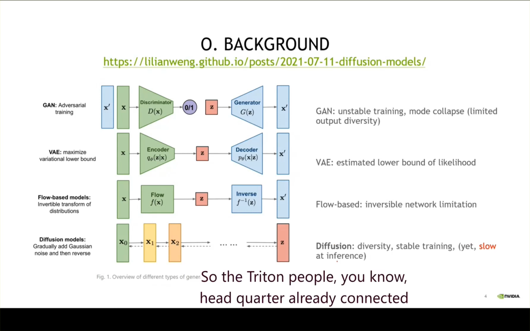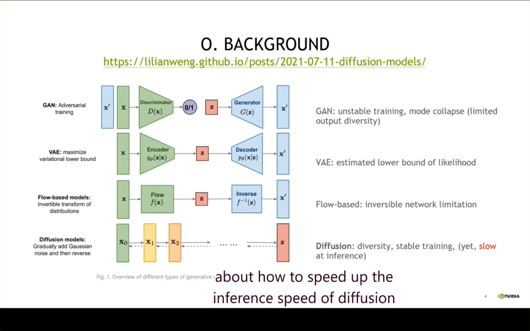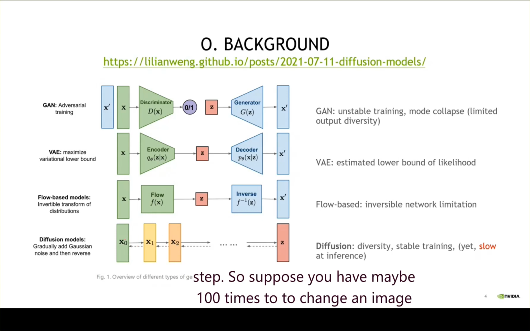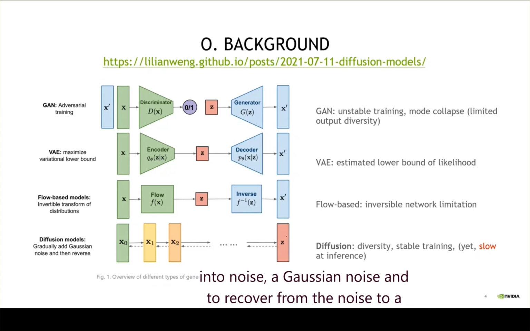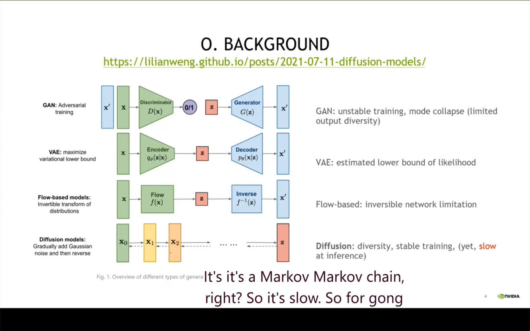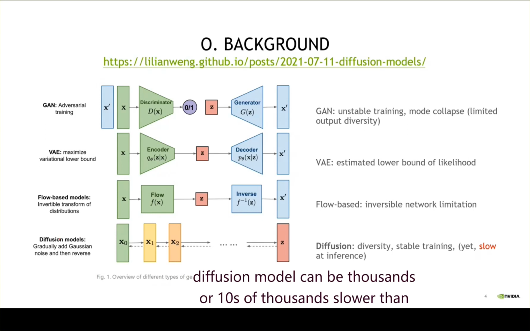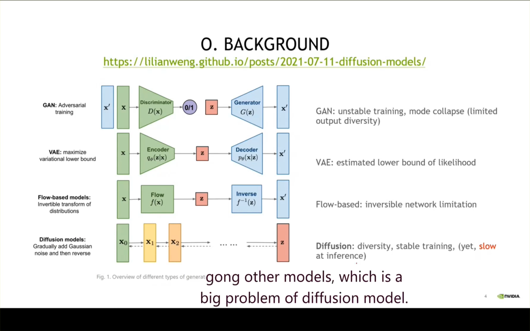So the Triton people at our headquarters already connected with me and other people there. We are talking about how to speed up the inference speed of diffusion models, because you have to generate the target step by step. Suppose you have maybe 100 steps to change an image into Gaussian noise, and to recover from the noise to a real image, you still need another 20 or 30 steps. It's a Markov chain, right? So it's slow. For GAN, you can generate in one shot, right? So basically, a diffusion model can be thousands or tens of thousands of times slower than GAN or other models, which is a big problem.